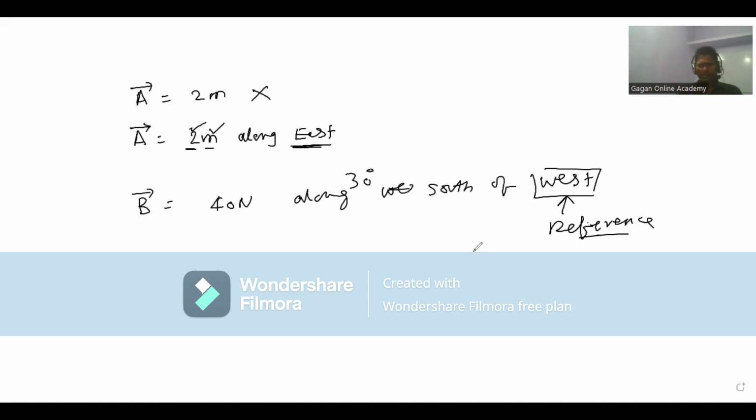Now I am drawing, see here. This is north, south, east, west. So here the reference we have to take as west. From this we have to move in the south direction. How many degrees are given? 30 degrees. So this indicates the 40 Newton, which is 40 Newton along 30 degrees south of west.